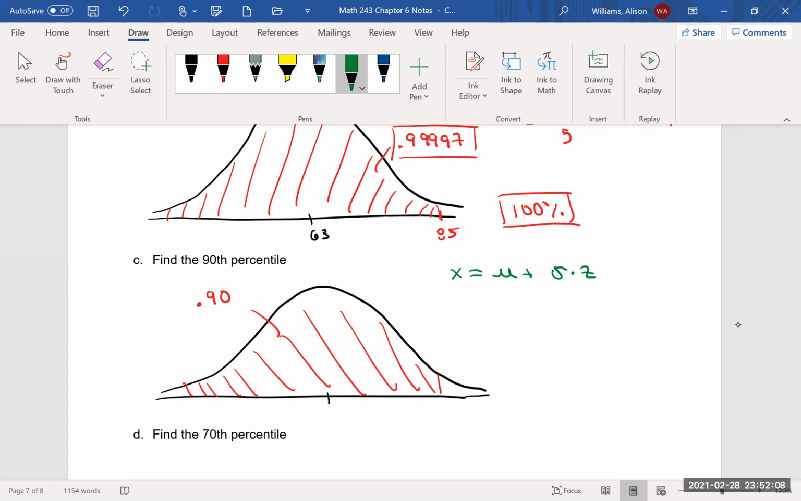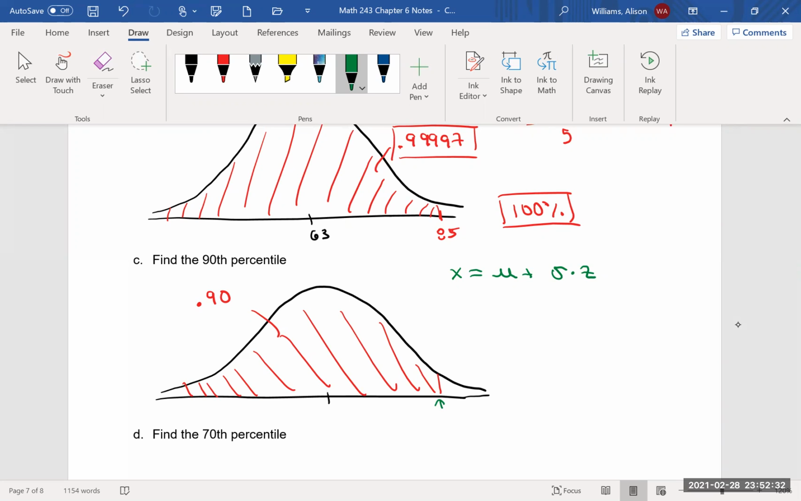So we know what the mean is and we know what the standard deviation is. What I want to do is find what z-score gives me 90%. So I have to kind of work backwards. I have to find the z-score on the table that has a 90% for its percentage. So we're going to have to approximate. We're going to have to get as close to 90% as we possibly can.